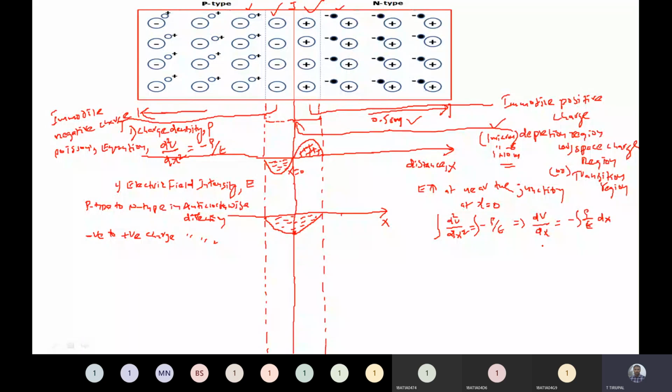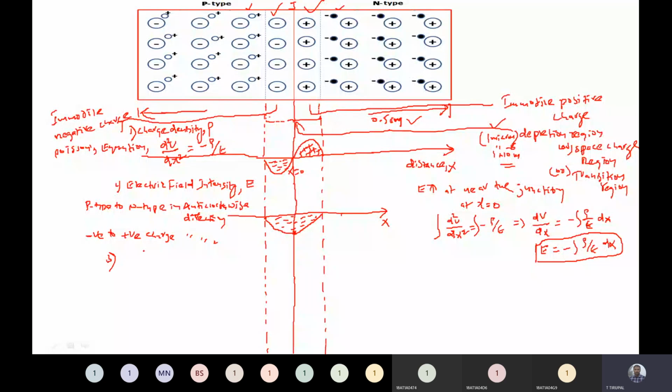So what is dV by dx? I told you already, dV is nothing but voltage, dx is nothing but distance. So it is equal to electric field intensity E. So E is equal to minus the integration of rho by epsilon into dx. So this is electric field intensity E, the formula for the second case. Right? Next, third case.